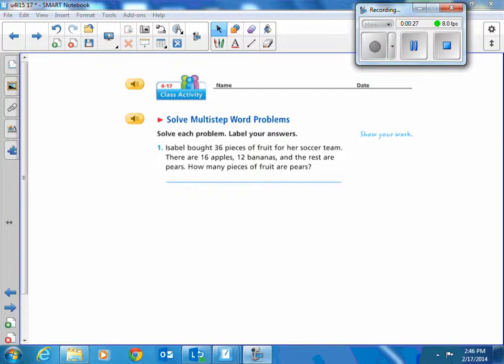Get your SABs out and turn to page 251. When you're ready, you can pause the video and go ahead and restart the video when you are ready.